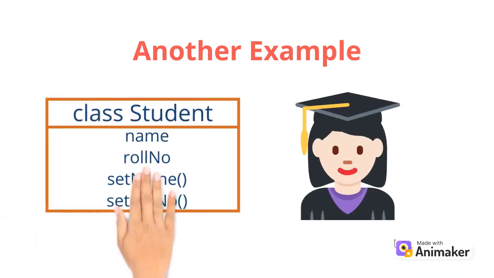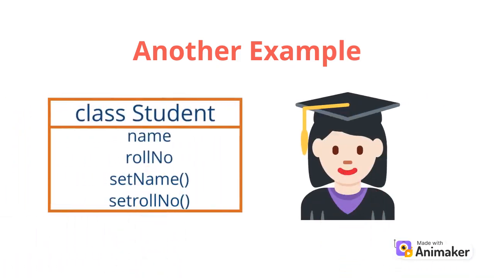Here student is a class, which serves as a blueprint. This shows us that student holds name, roll number, set name and set roll number as an object. So, we can create as many objects as we want. As we have learned the concepts of class and object.